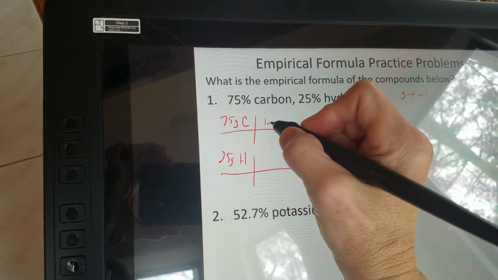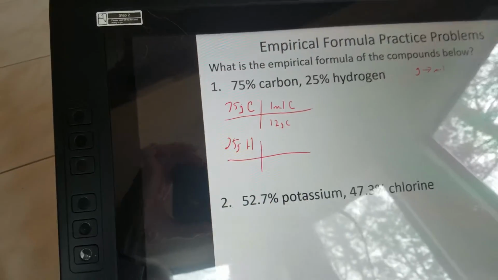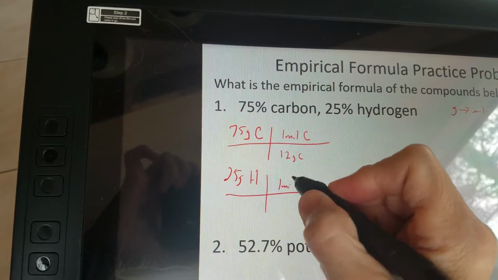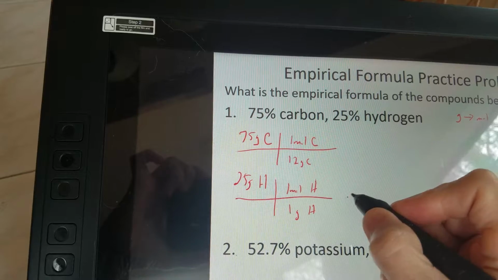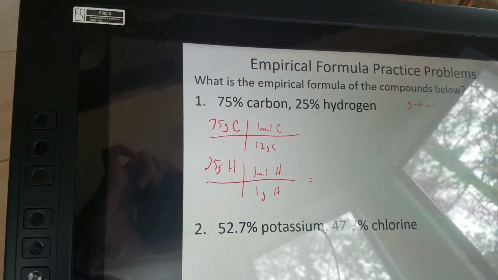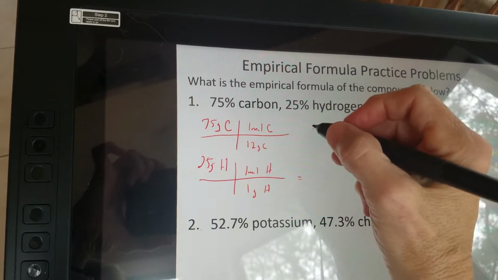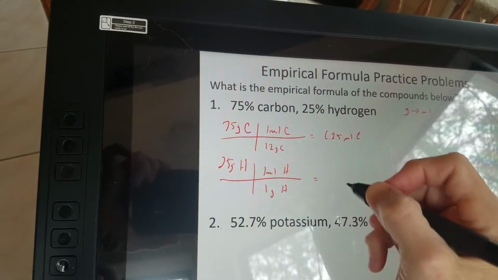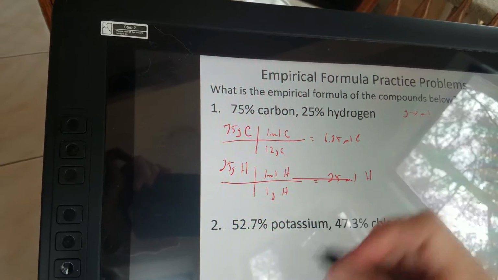I know that in 1 mole of carbon, there's 12 grams of carbon based on the atomic mass. For hydrogen, for 1 mole of hydrogen, there's 1 gram of hydrogen. So if I divide these out, 75 divided by the 12 is going to give us 6.25 moles of carbon. Dividing this one out, of course, would be 25 moles of hydrogen.